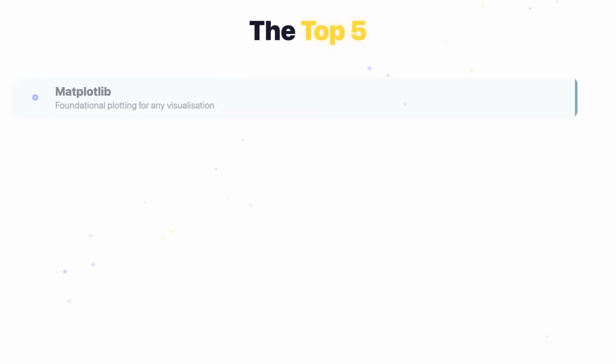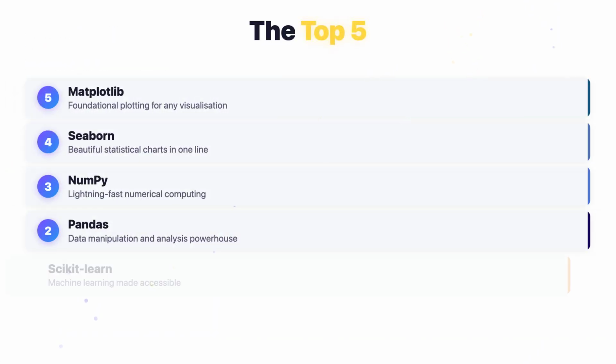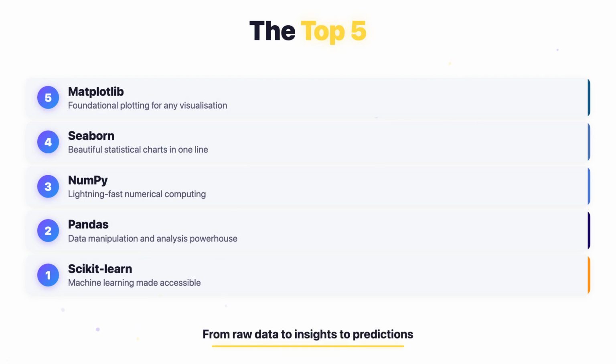Let us recap our top 5 countdown. Number 5, Matplotlib, the foundational plotting library, full control over every visual element. Number 4, Seaborn, beautiful statistical charts with minimal code, built on Matplotlib. Number 3, NumPy, the engine of scientific Python, fast numerical arrays that power everything else.